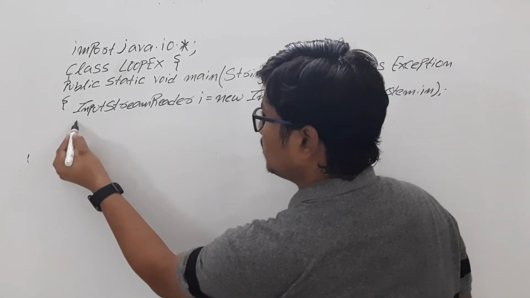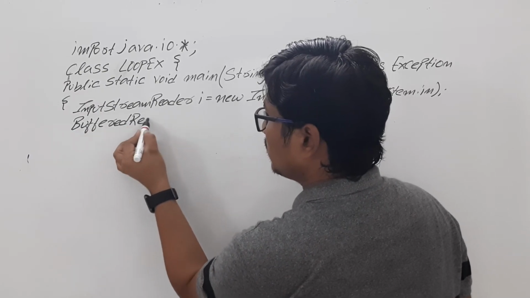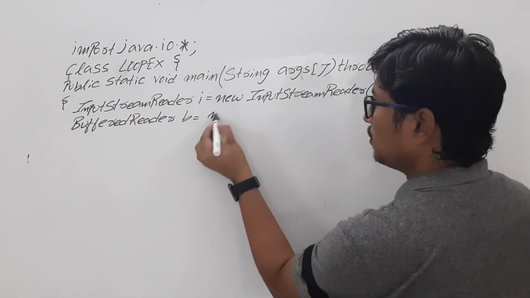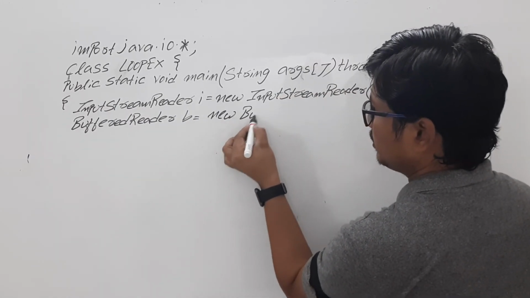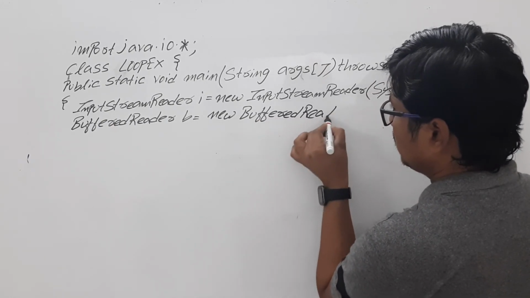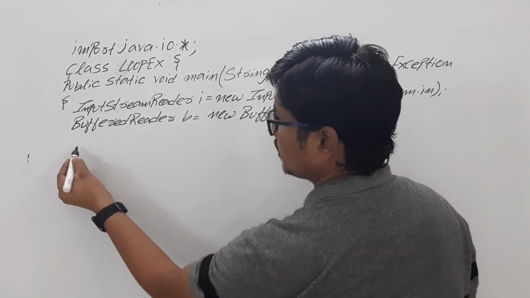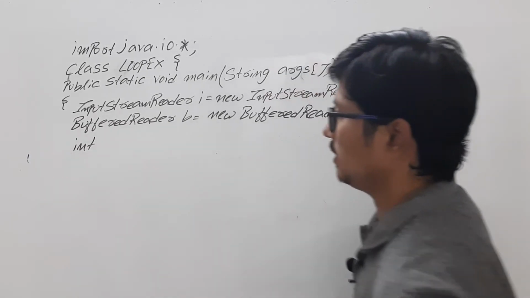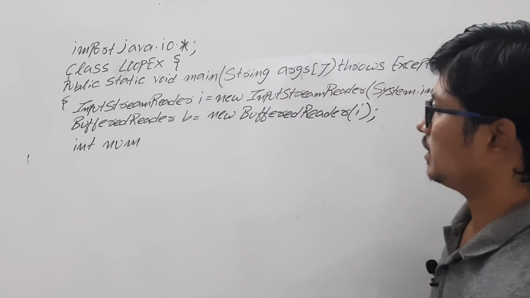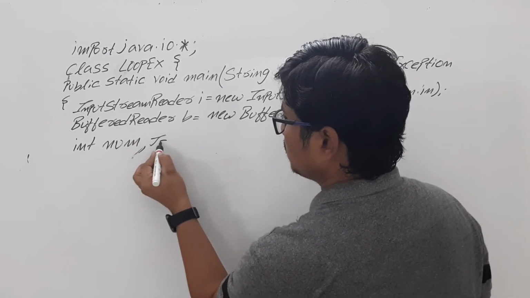Similarly, you can write BufferedReader b = new BufferedReader(i). Okay, then you can declare the variables whatever you want to declare. Let me write int num, j = 0.